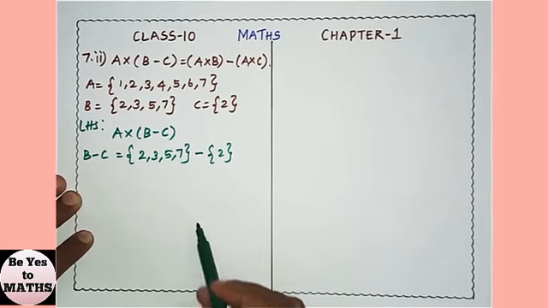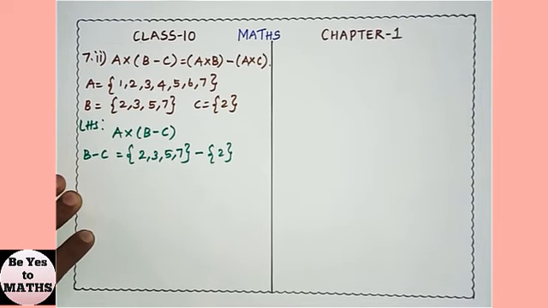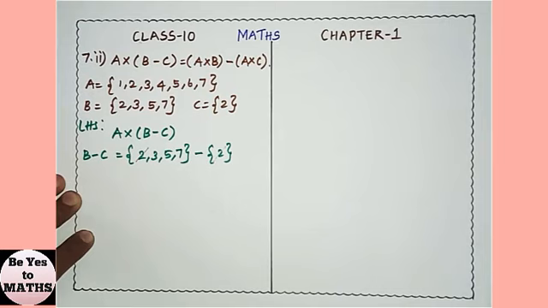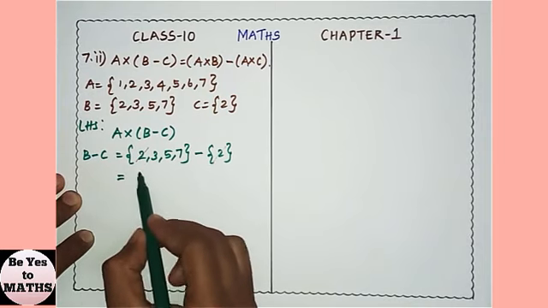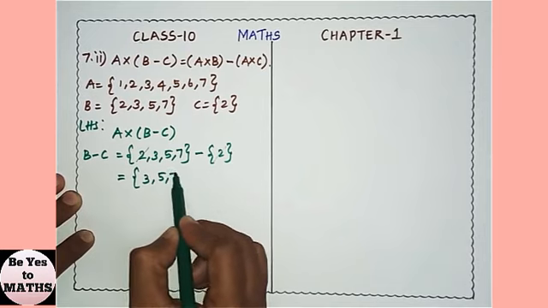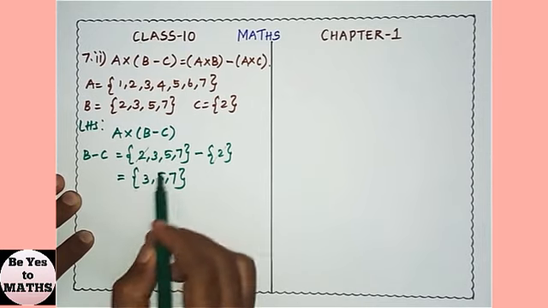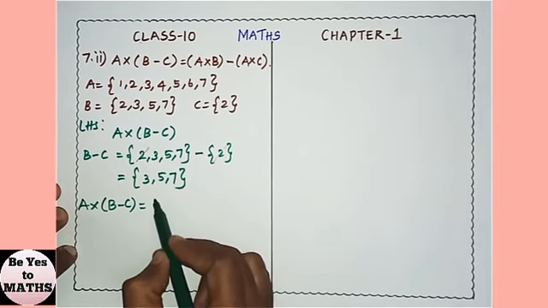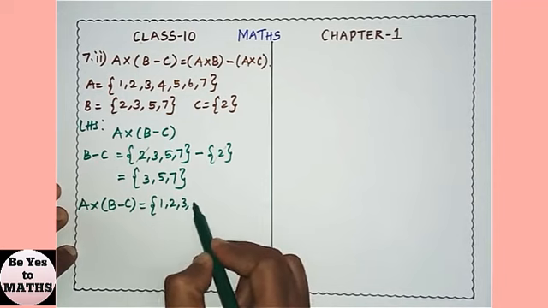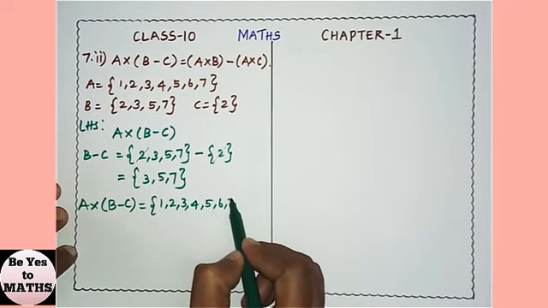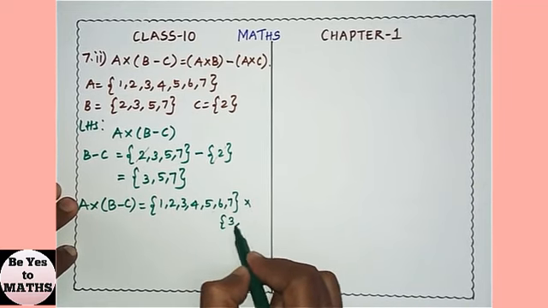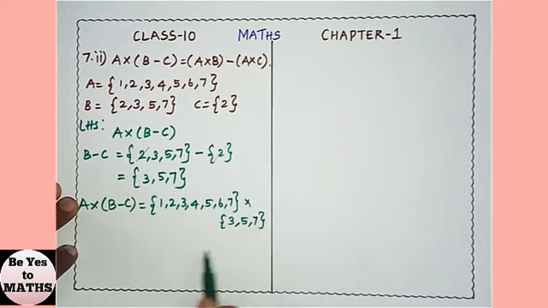What is minus? Strike out the common elements using pencil. Then what is remaining in the first set? That is the answer. So 3, 5, 7 is the remaining in the first set. So that is the answer. Now A cross B minus C. A is 1, 2, 3, 4, 5, 6, 7 cross B minus C is 3, 5, 7.